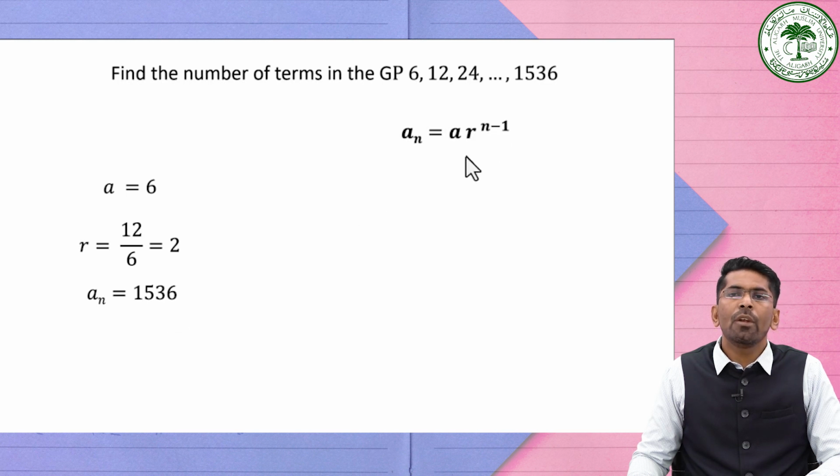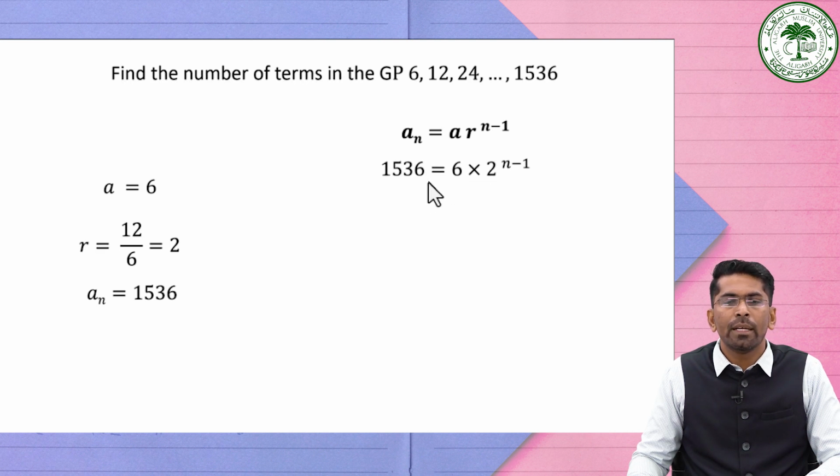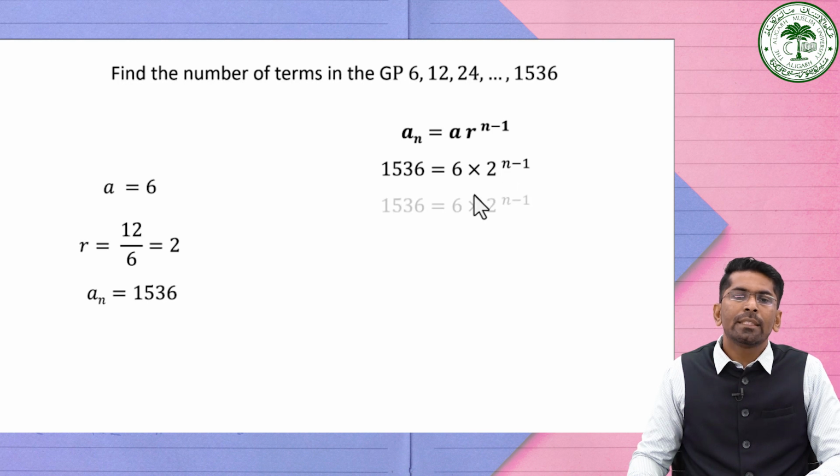See here, we can find out the nth term of a geometric progression, which is equal to ar raised to the power n minus 1. Now we can substitute all these values into this given formula. Then we will get an is equal to 1536, which is equal to a, that is 6, into the common ratio 2, raised to the power n minus 1. We don't know what actually n is. We want to find out n. So we can simplify it.